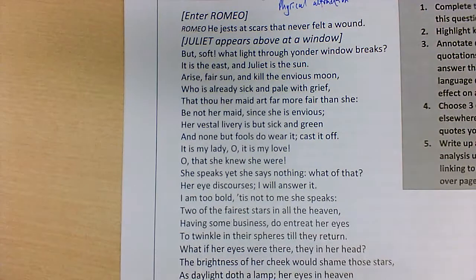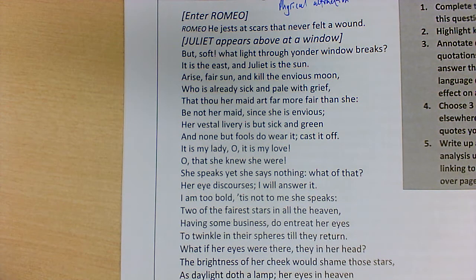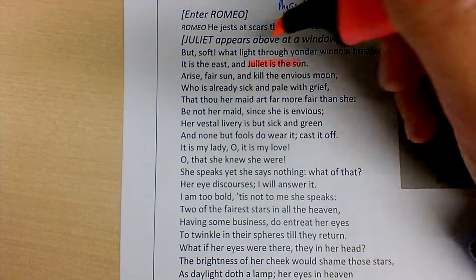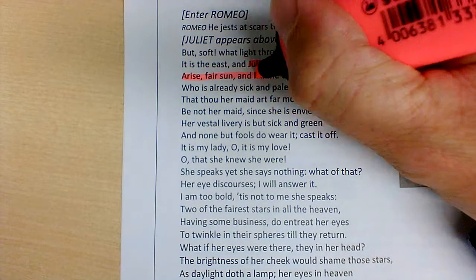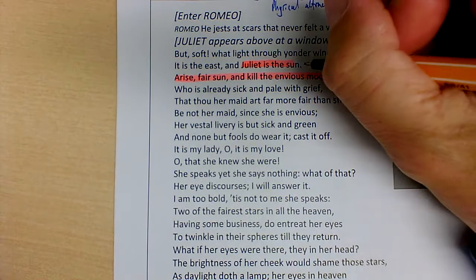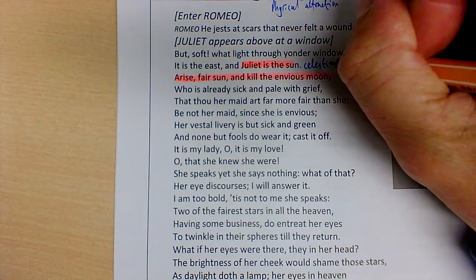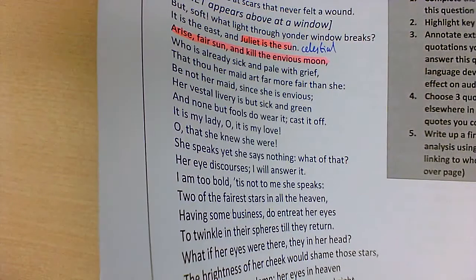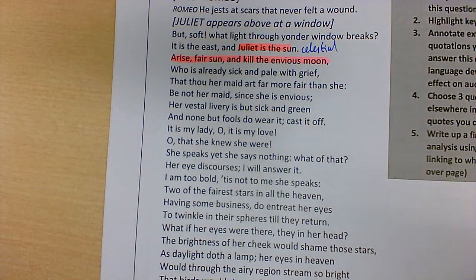Sometimes you get lucky. Sometimes in the exam extracts you will see one of our gold quotations. And here we have one, because we have Juliet as the sun, arise fair sun and kill the envious moon. So that idea of celestial imagery, if you look to pages 2 and 3 in your homework booklet, that is there.